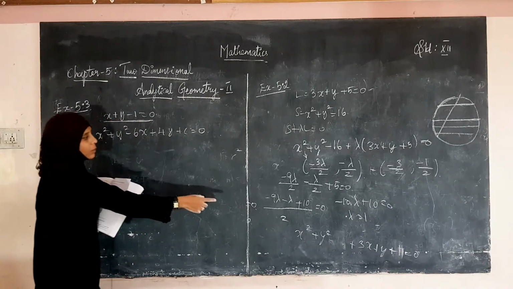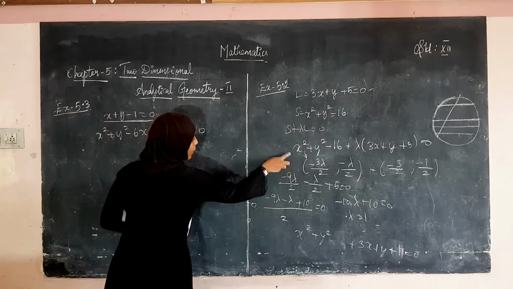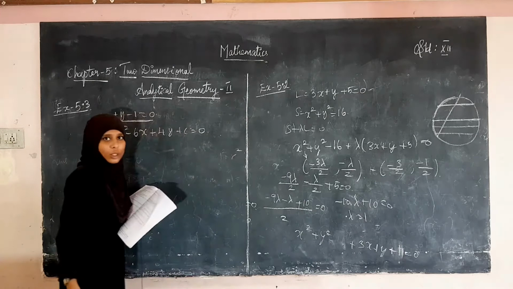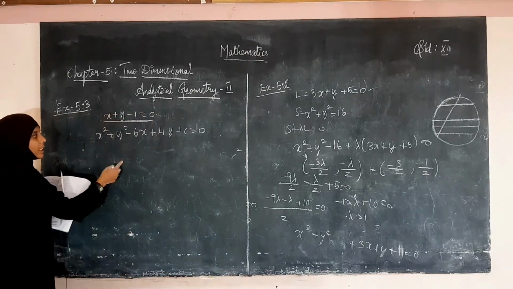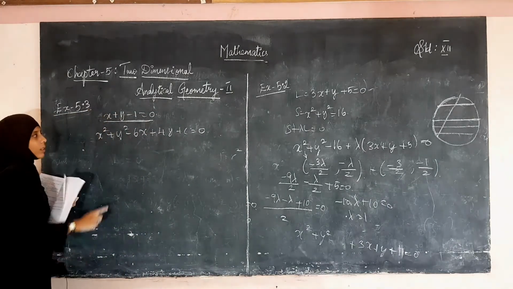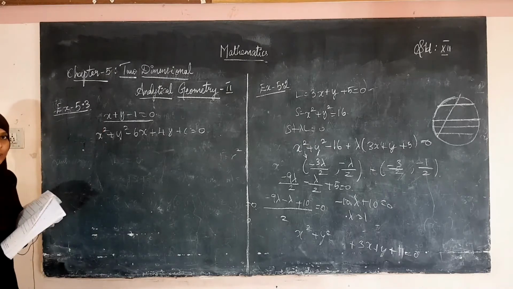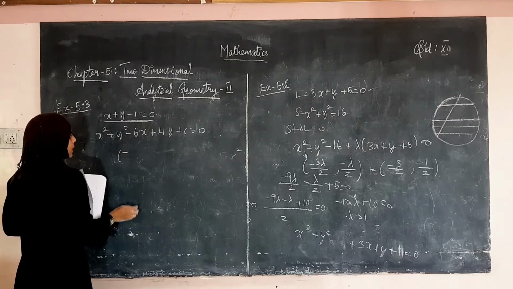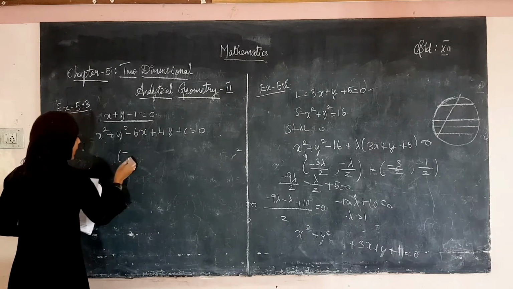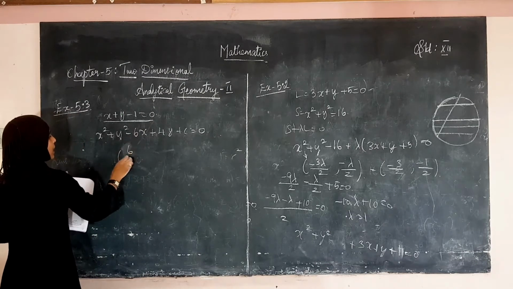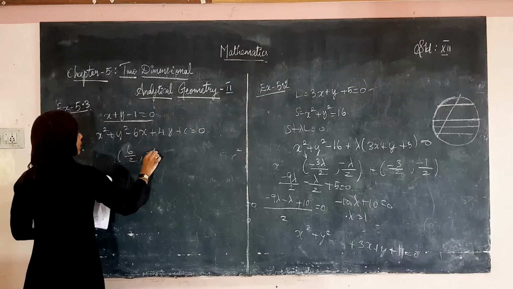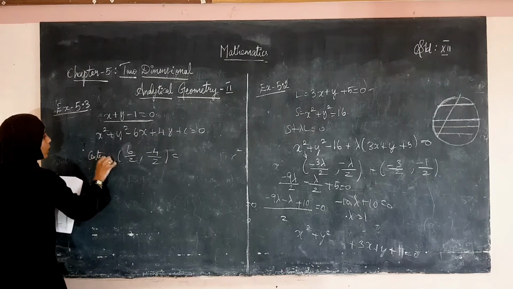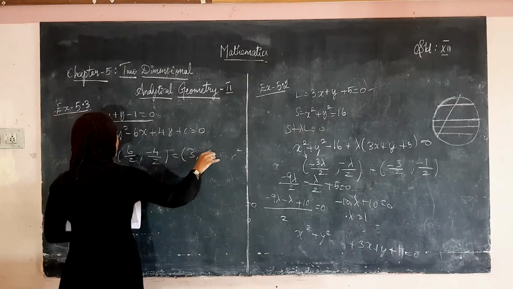What we did last time is, from the equation of the circle we took the center, and found that the center lies on this line. So if we prove that the center lies on this line, we can prove that this is the diameter of the circle. So what's the center here? Minus of minus 6 is 6 divided by 2 comma minus 4 divided by 2. This is the center. Okay, so what's the answer? 3 comma minus 2 is the center.